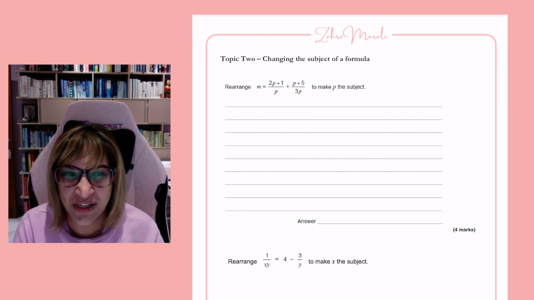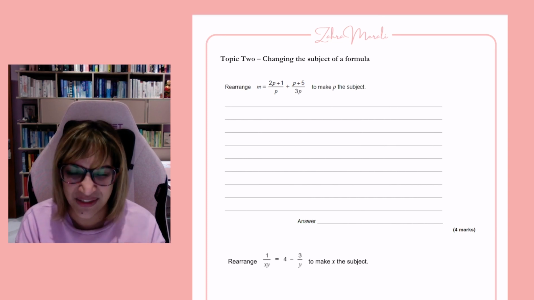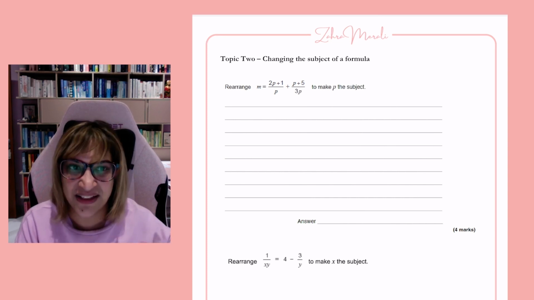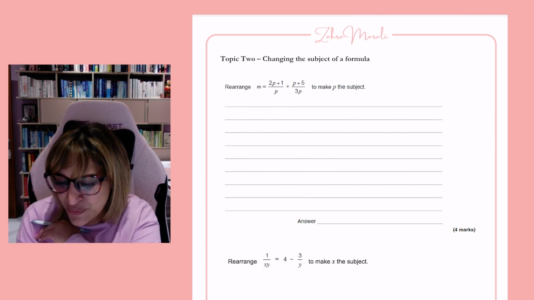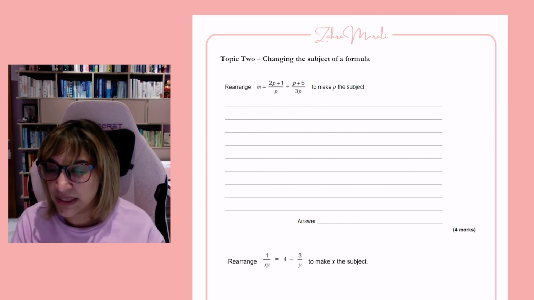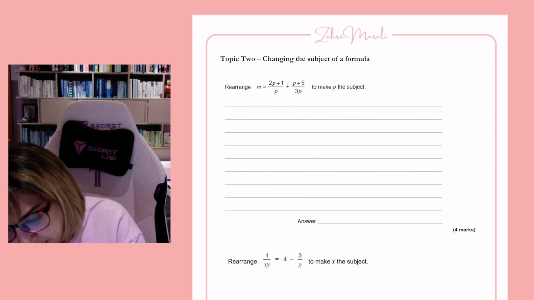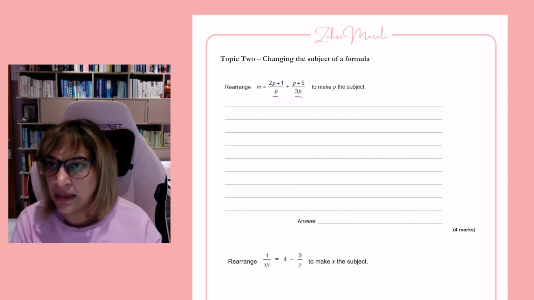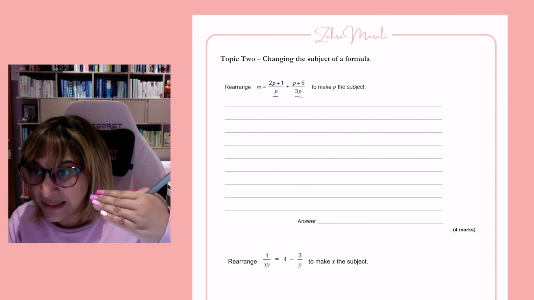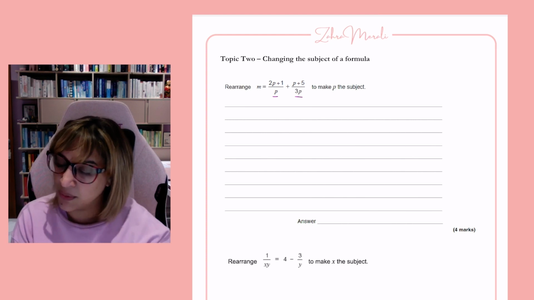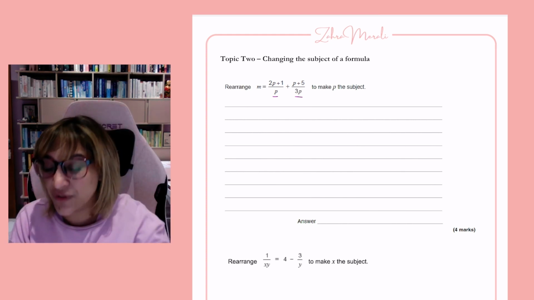Now we don't like things on denominators to start with. They just make life a little bit difficult. So let's get rid of anything on the denominator. So if I have a look, I've got P and I've got 3P. I'm going to take the largest value, because it's a multiple of the other one, and multiply everything by it.